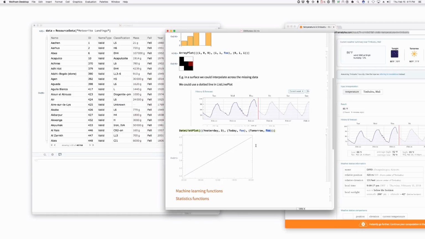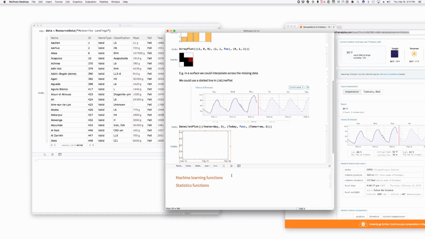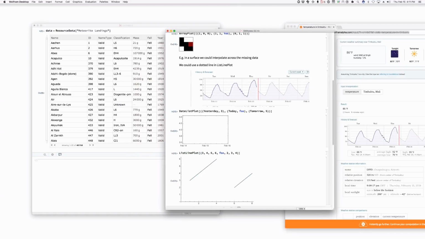Okay, so let's look at some different cases here. We've got that case when the date is missing. From my memory, there was a problem there as well. Right, that's the example that really triggered this meeting. Okay, so let's look at this case. ListLinePlot of 3, 4, 5, 6, foo, 2, 3, 4. So that just breaks the line there.